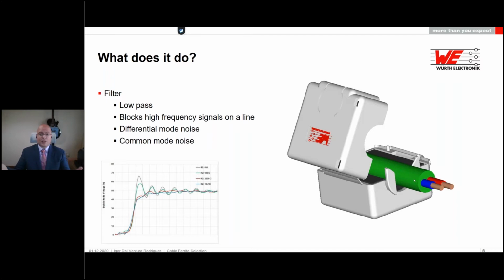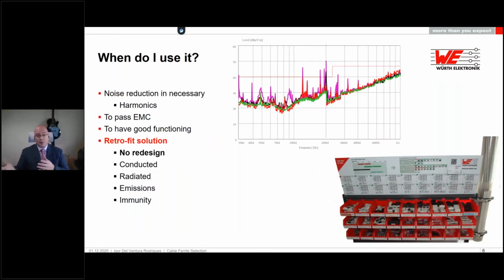And when do I use the cable ferrites? You will utilize cable ferrites whenever you need to filter, to attenuate noise. That can be, for example, harmonics, as we can see here on the screen, the peaks that are exceeding our maximum permissible level. So in general, these ferrites will be utilized in order to pass the EMC tests and to guarantee that your device will function well and will not interfere with other devices.